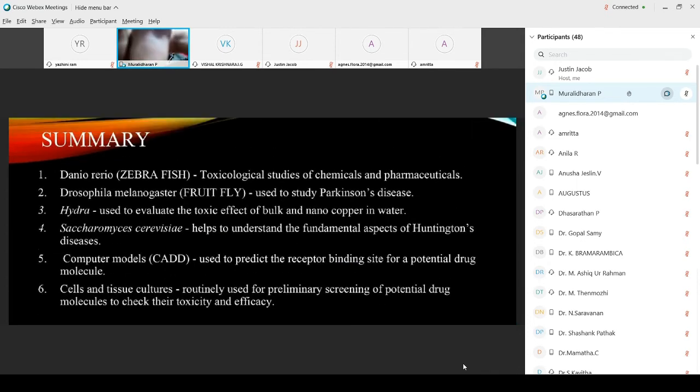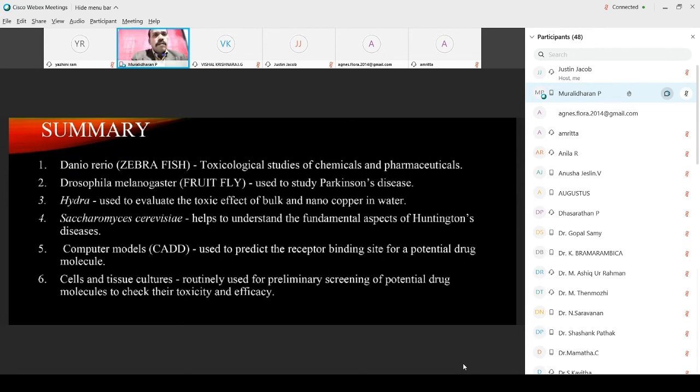And to end the show, it is a summary: Danio rerio, the zebrafish, is mainly used for toxicological studies of chemicals and pharmaceuticals, and Drosophila, the fruit fly, is used mainly to study Parkinson's disease, and Hydra is used to evaluate the toxic effect of nanoparticles, or environmental toxicity can be studied here. And yeast helps to understand the fundamental aspects of Huntington's disease, and computer aided models are used to predict the receptor binding site for potential drug molecules, and cells and tissue cultures are used routinely for preliminary screening of potential drug molecules to check their toxicity and efficacy.